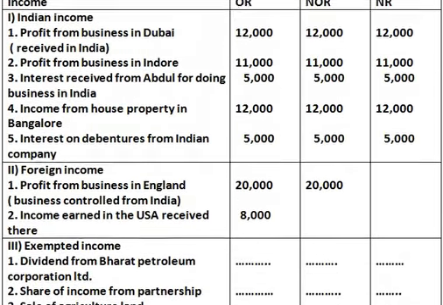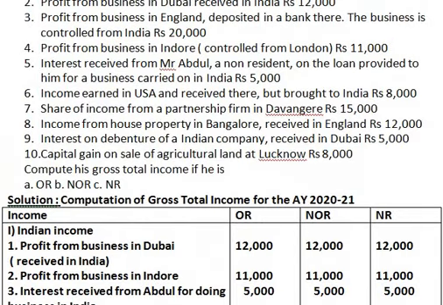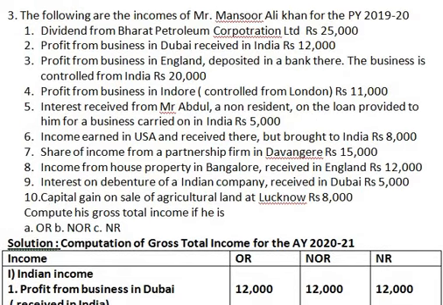Practice it. Don't just watch the video, but also practice it in your notebook. The tip to solve this sum is, once you go through the sum, read it out. After you read it, mark it in the sum itself, whether it is Indian income, exempted income, foreign income or past untaxed foreign income. This helps you to take the amounts in the respective income head.